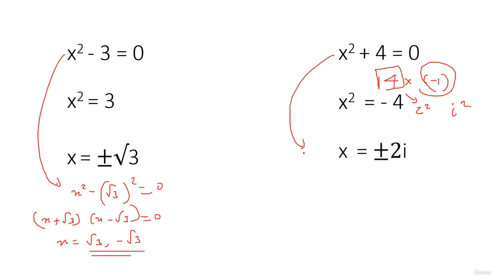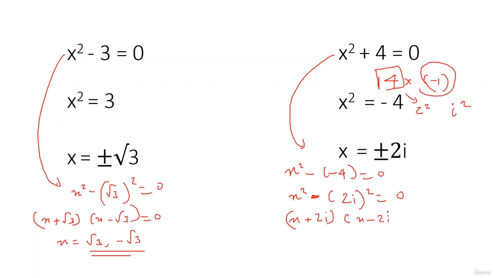Okay, again you can write this as x square minus of minus 4 is equal to 0 or x square minus 2i the whole square is equal to 0. Same thing, right? Minus 4 basically wahi hoga, 2i the whole square. So again you can use a square minus b square indirectly now, right? So it will be a plus b into a minus b is equal to 0. X can be plus or minus 2i, right?